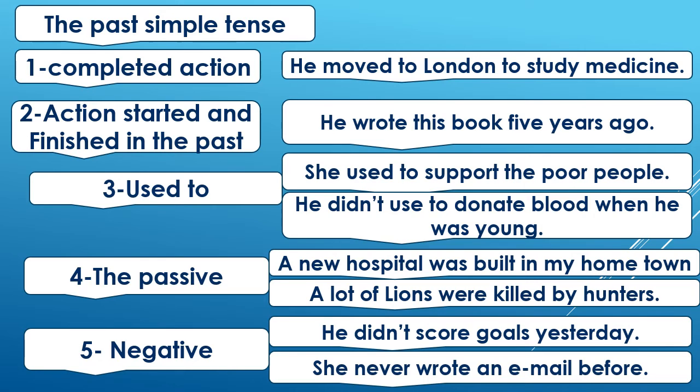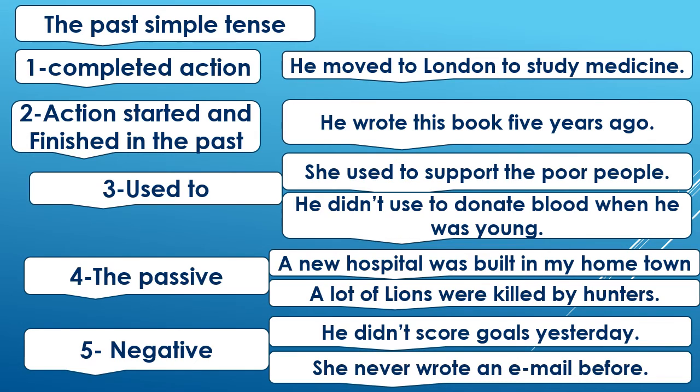Number 3, used to, اعتاد أن. Okay, used to expresses something about the past. She used to support the poor people when she was young, like this. Okay, negative, نفي used to. He didn't use to donate blood when he was young.